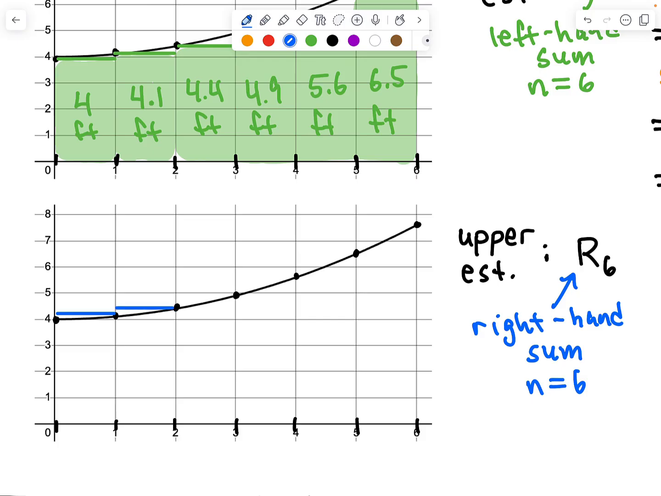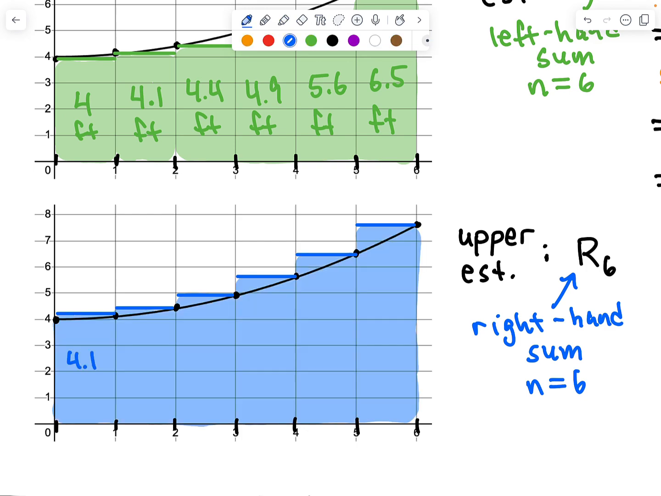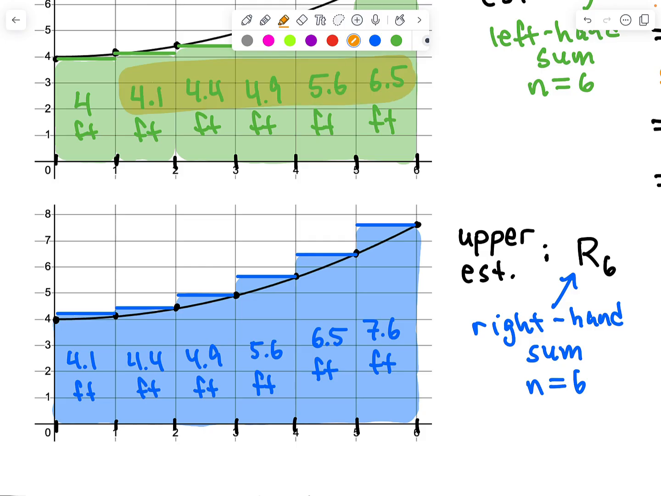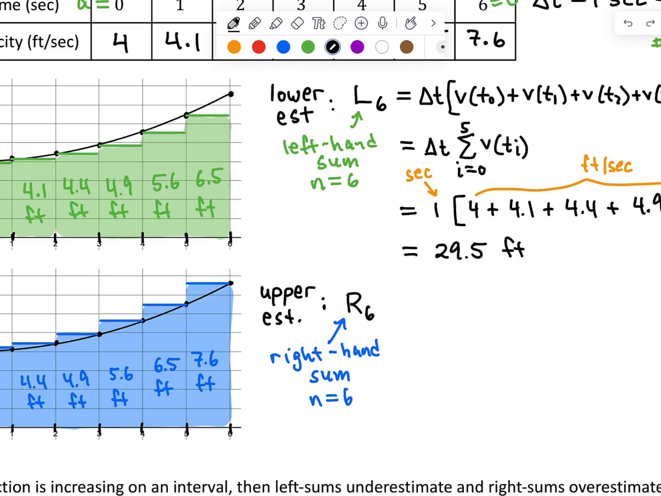For the second subinterval, we'll assume 4.4 is the constant speed. Third subinterval, we'll assume 4.9 is the constant speed, then 5.6, 6.5, and 7.6, giving me 6 rectangles. First area is 4.1, then 4.4, 4.9, 5.6, 6.5, and 7.6. And all of these measured in feet. Now is a good time to notice that these 5 areas that are on the right side of the left sum wind up being these 5 areas, which are the left 5 rectangles of the right sum, the reasons for which should be obvious. Again, every delta t is 1, so I can factor them all out.